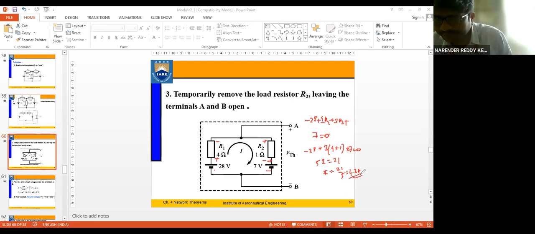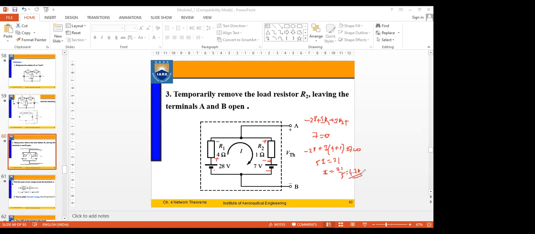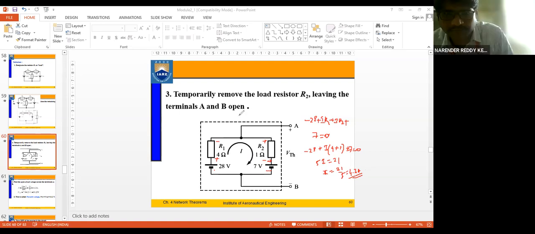Is the current okay? Yes, sir. Okay, now what's the equation? The previous equation I will remove, right? So what's the equation for VAB?